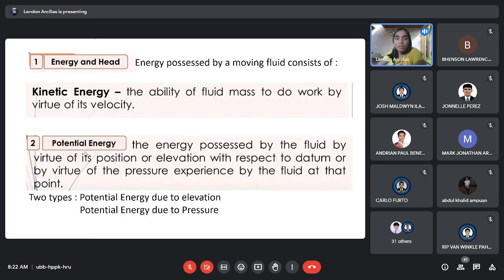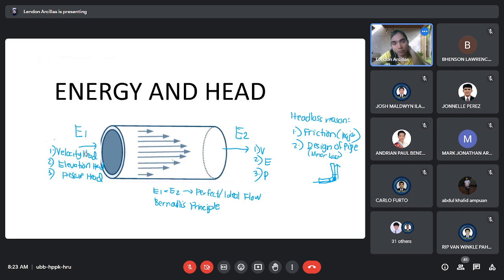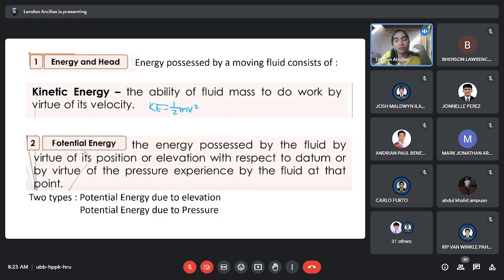So originally, the velocity head, or what we call the kinetic head, comes from the kinetic energy, where energy is 1/2 mv². This is the original formula of the kinetic head, or the velocity head. Next, for the second formula, the elevation head is from the potential energy, where potential energy is equal to mass times gravitational acceleration times the height. So we have two potential energies.